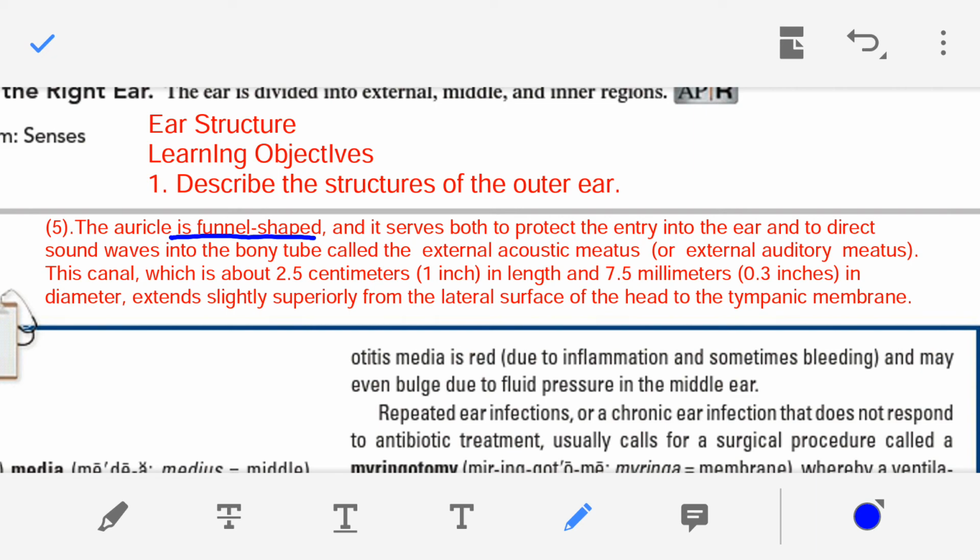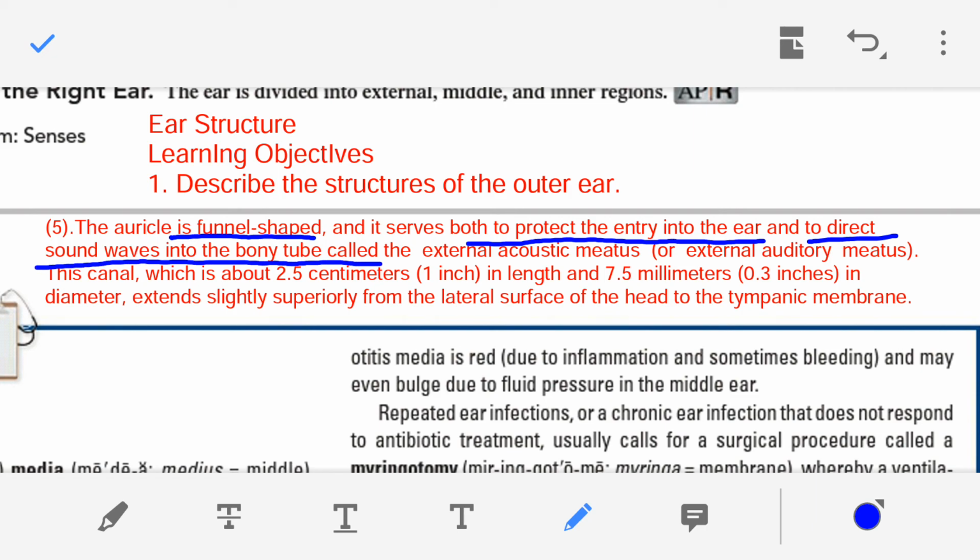So auricle serves both to protect the entry into the ear, so the foreign substances, the external material which are entering in our ear. So this auricle is stopping the entry of the foreign material in our ear. That is one function of auricle. And second function of auricle, that the auricle directs sound waves into the bony tube.